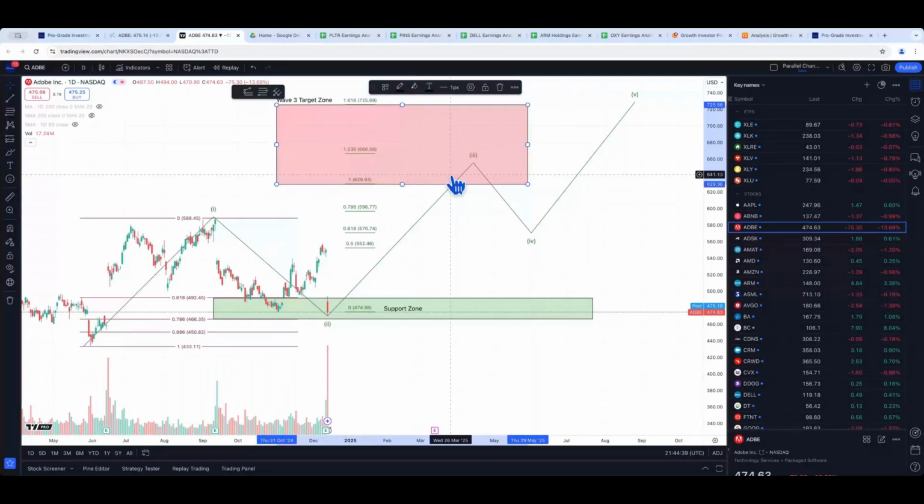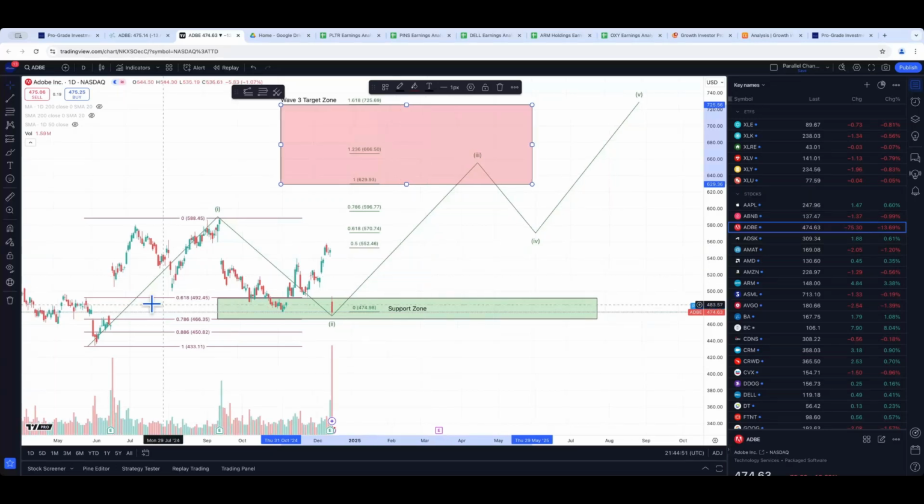And so I don't own Adobe myself. I have owned it in the past. I've done okay with it, but I wouldn't be too bearish on this as long as it holds over 466. And why that's important is it's that 78.6 retrace of the move up from the May lows to the September highs. That's Adobe. Let's move on.